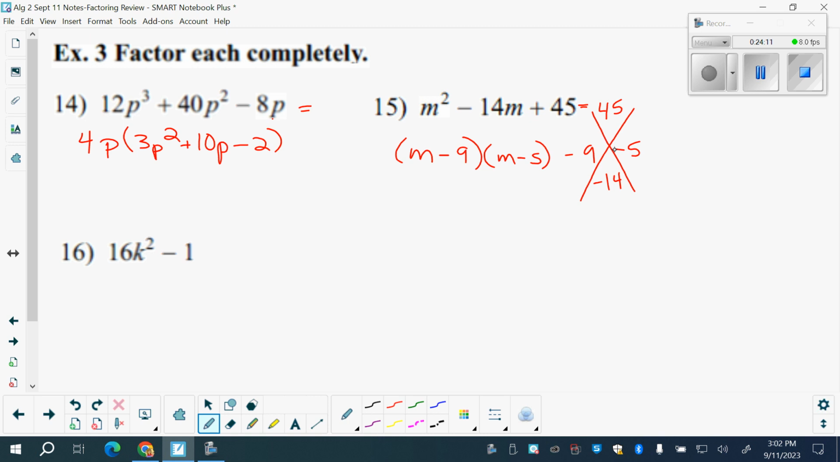So now on the last one, what's the square root of 16k squared? 4k, so just 2 terms here on this one, no greatest common factor, so we're going to go the difference of 2 squares, and then minus 1 and plus 1.